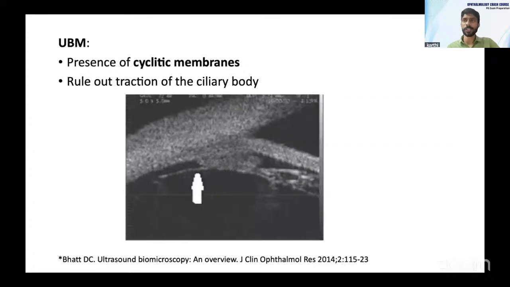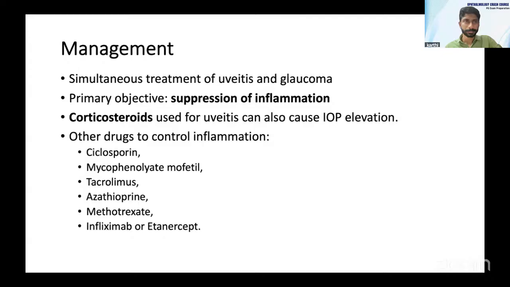So in a patient with uveitic glaucoma, you have to look for systemic features also, like rheumatoid arthritis or VKH. You have to see the systemic associations also. Sometimes if you do ultrasound biomicroscopy, you can see a cyclitic membrane, and you have to rule out any traction of the ciliary body. So how will you manage these cases?